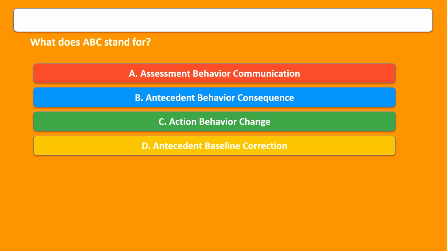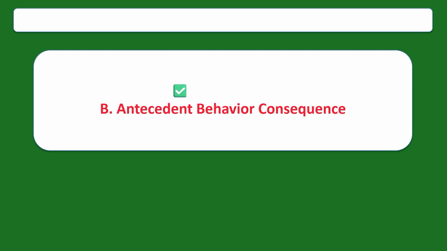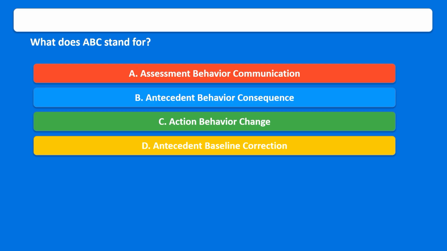Question 11. Which reinforcement schedule delivers reinforcement after an unpredictable number of responses? A. Fixed ratio. B. Variable ratio. C. Fixed interval. D. Variable interval. Pause for 5 seconds. Answer. The correct answer is B. Variable ratio. A variable ratio schedule provides reinforcement after an unpredictable number of responses. This schedule often produces high and steady response rates.